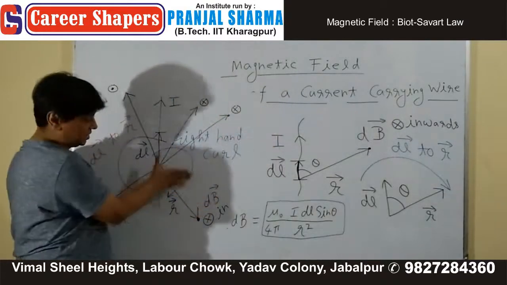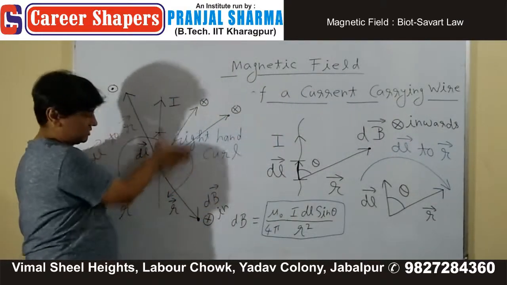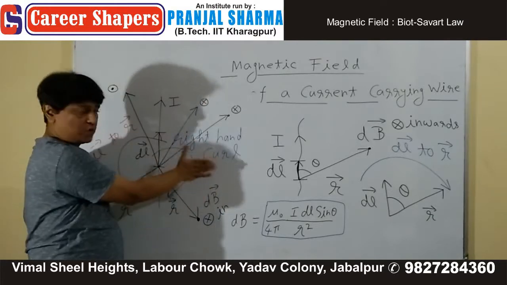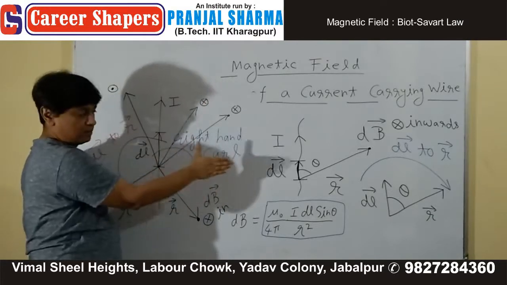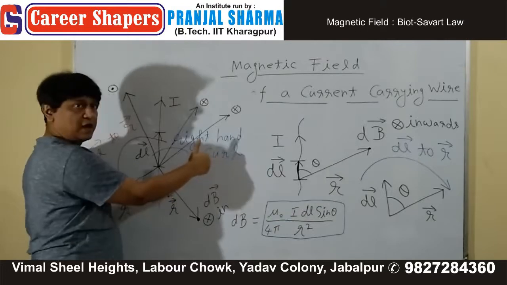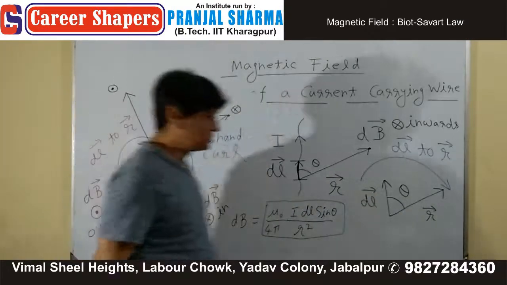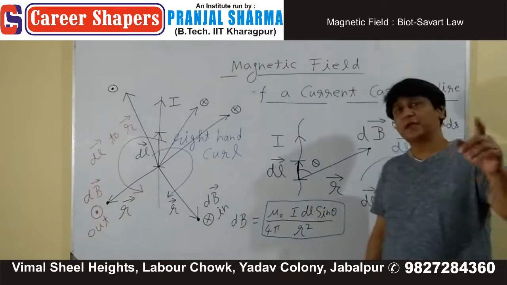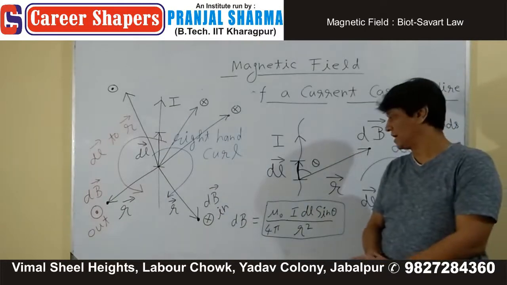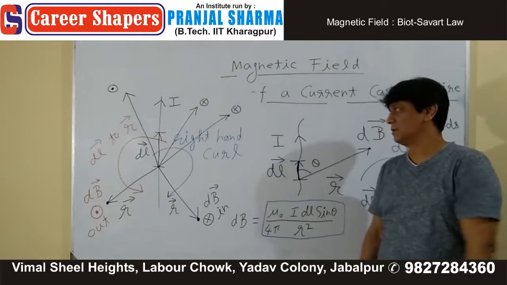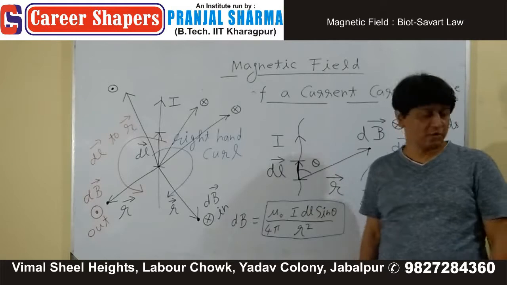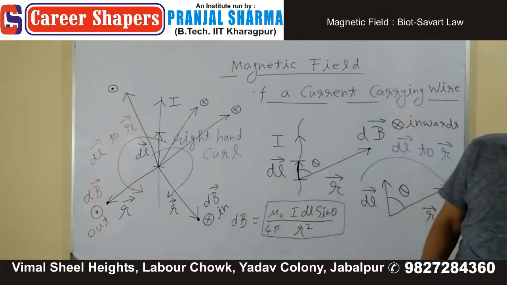For this side, same thing. Hold your right hand thumb in the direction of current, like this. Rest of the fingers towards that side where magnetic field is required, make a fold, in. Write down the second method. Second method for the direction of magnetic field.